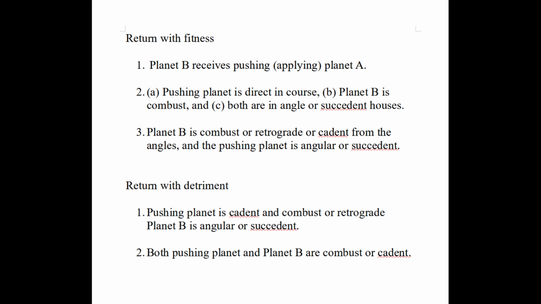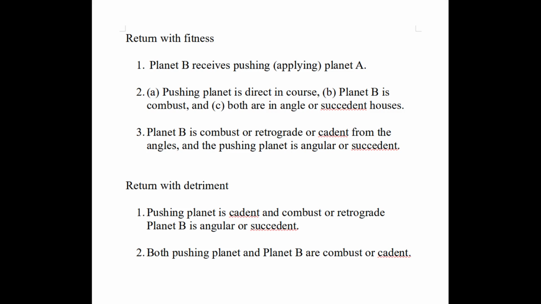Okay, so that was what was happening. In my particular case, I have planet B, right? Because planet B is receiving the pushing planet A. And then the second one, where the pushing planet is direct in course, planet B is combust or retrograde, and both are in angular or succeedent houses.